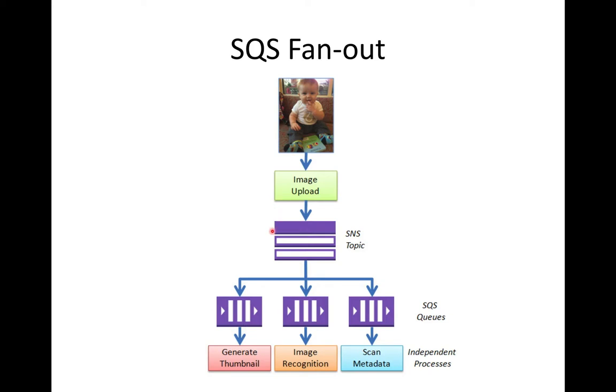So this image upload is going to trigger a message which is sent simultaneously to 3 different SQS queues, and then each SQS queue is going to perform some work. One of the queues might generate a thumbnail, another one is going to do image recognition, and a third one might scan the metadata, or update the metadata on the image. So this is a way we can combine both SQS and SNS together.